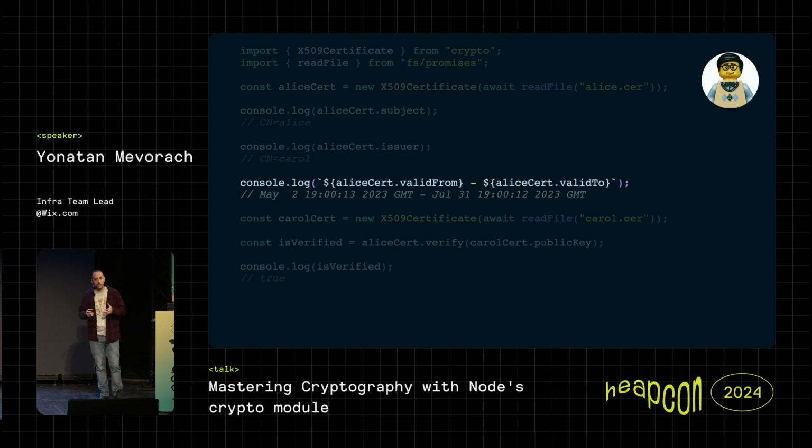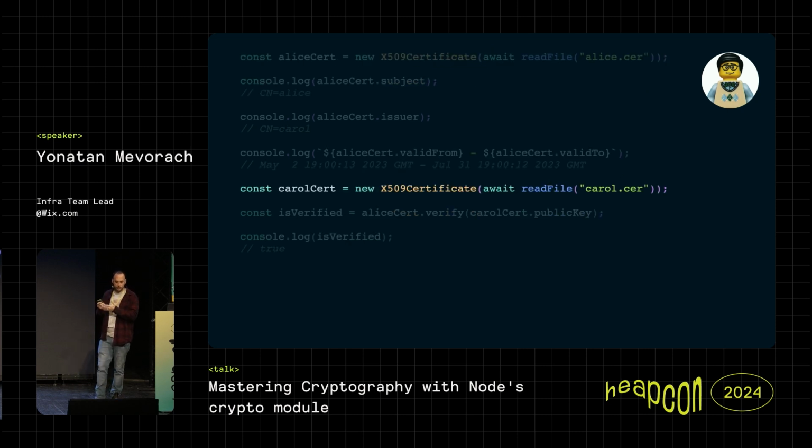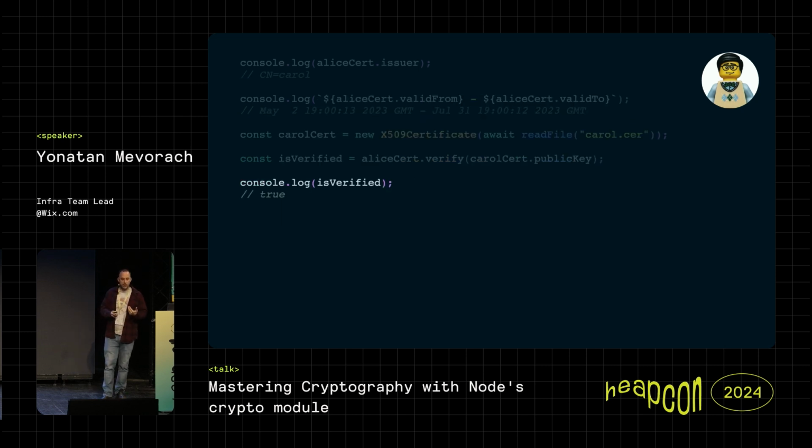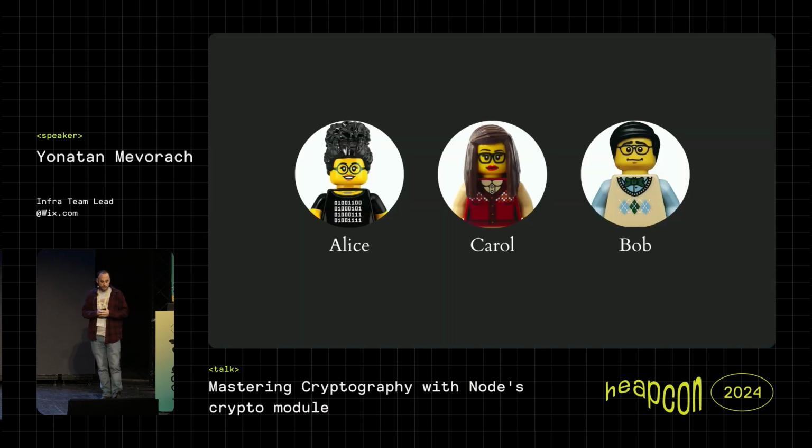And crucially, to perform the verification, which is important to take time and do, he can read Carol's certificate into memory. The Carol certificate contains Carol's public key, which is used to verify Alice's certificate. And if this returns true, now Bob can trust Alice's certificate as well.